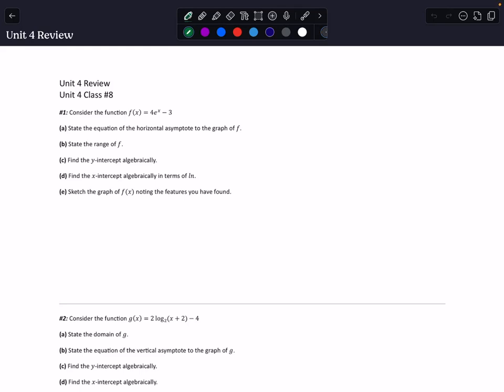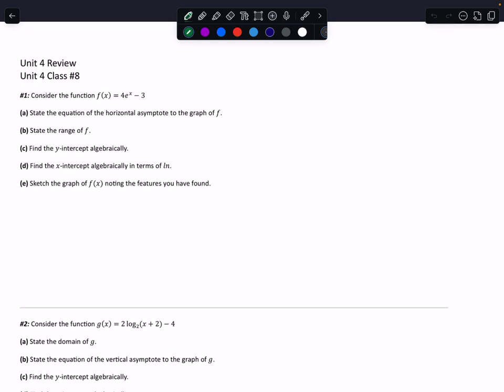In this class video, we are going to review problems that are somewhat similar to the ones on the Unit 4 exam. So let's jump right into it. Consider the function f of x is 4 times e to the x minus 3. Part A, state the equation of the horizontal asymptote to the graph of f.